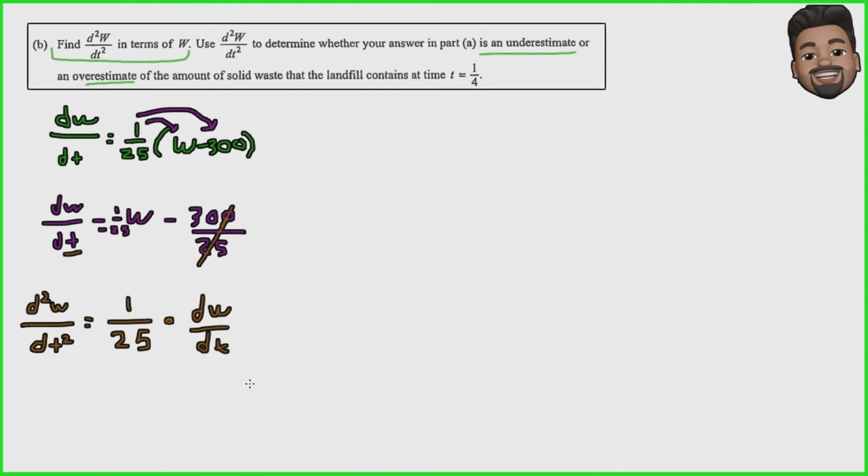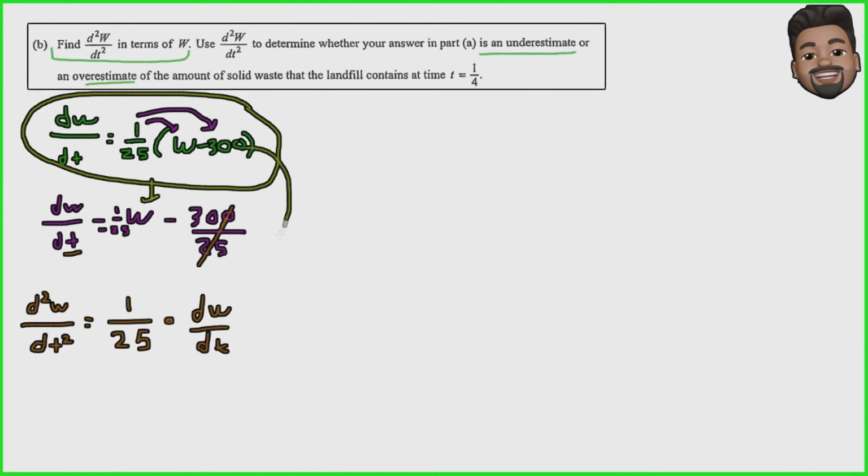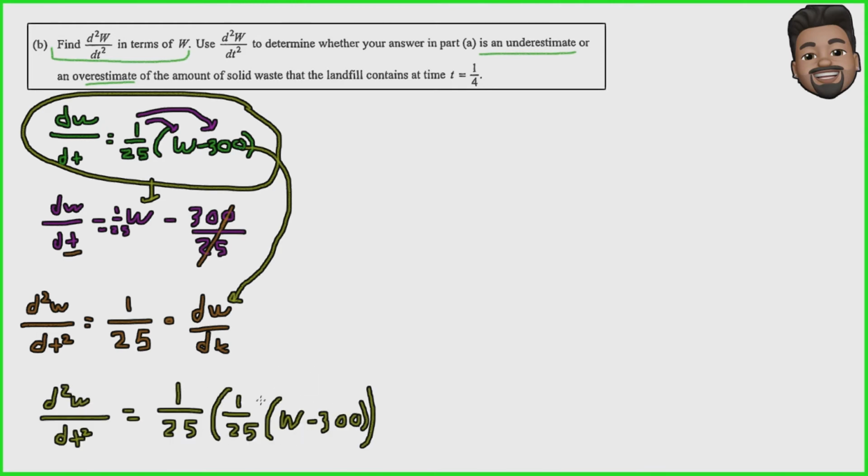Now that looks a little bit strange, but no worries. Here's the good news. Do we know what dW over dt is? Well, in fact we do. dW over dt is actually right here. So all we need to do is plug this back in for dW dt, and we're going to have our second derivative. It's going to look something like this. All I did was take the dW dt and replace it with this entire thing. Now that's going to solve part B.